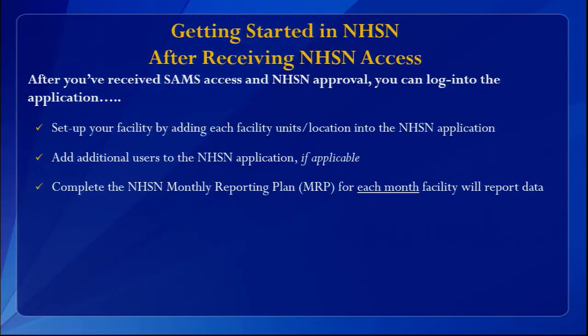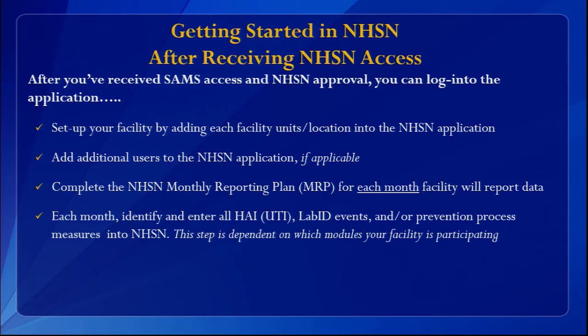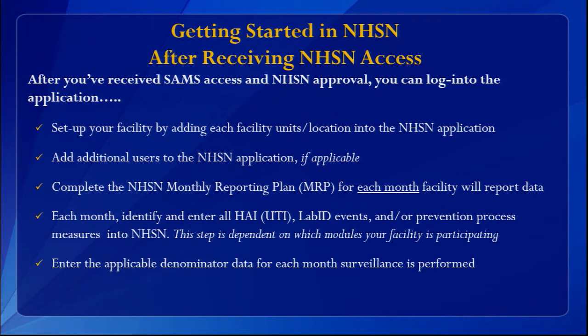And then you must complete the NHSN monthly reporting plan for each month that a facility will be reporting data into the application. And then you're finally ready to report. Each month, identify and enter all of your UTI events if you're following that module, or your lab ID events if you're following that module, and or your prevention process measures. And again, this step is dependent on which modules your facility is following for that month.